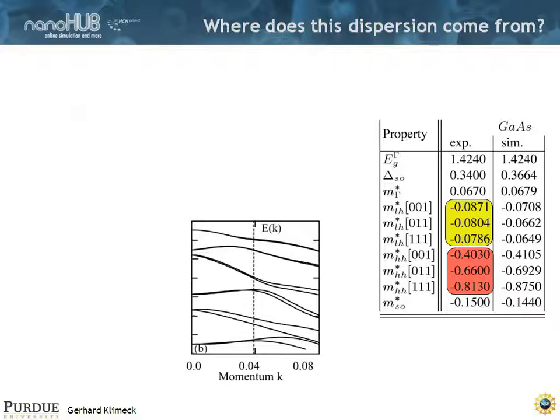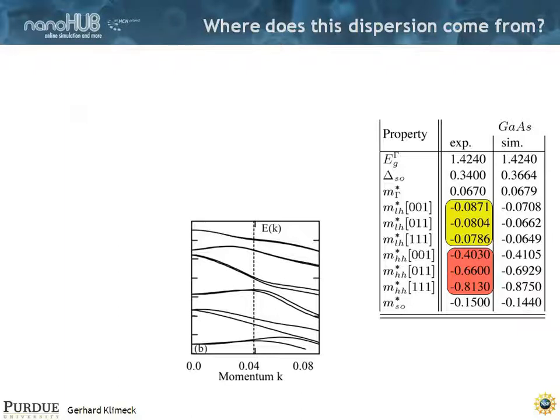Remember your particle in a box, where the spacing of the eigenenergies is dependent on the inverse of the effective mass. Right? You make the effective mass heavier, your states get a little bit closer. Well, they get closer by a factor of 2. Not a 10% effect or something. 2.